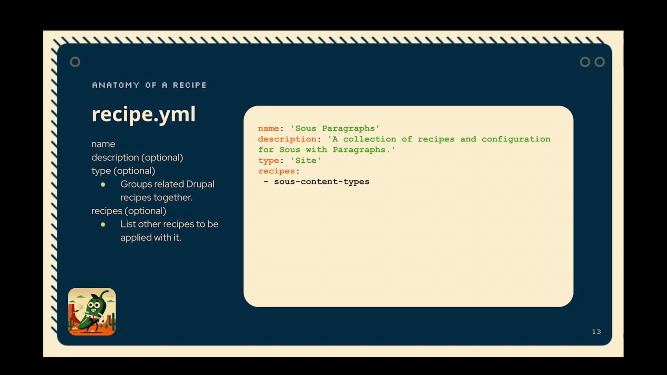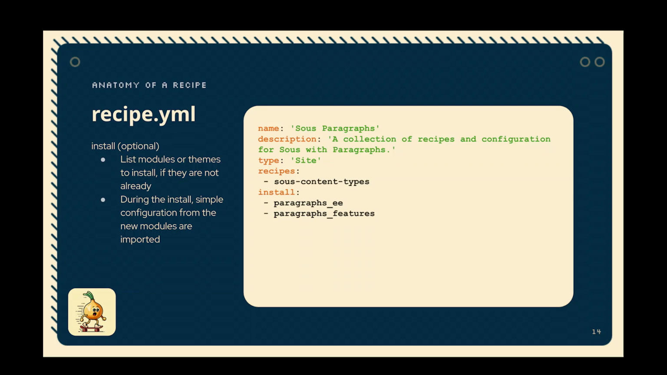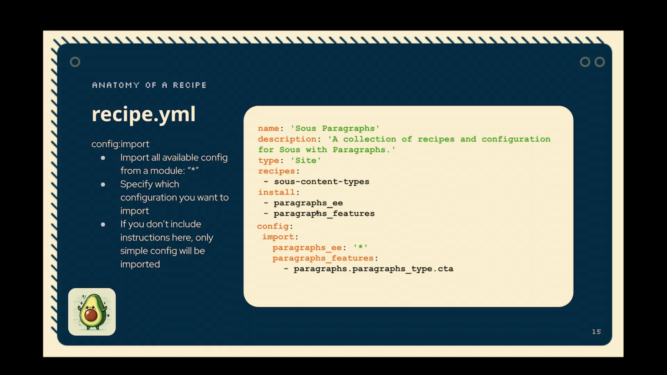The recipe.yaml file is, I would say, in some ways very similar to the info.yaml you would have in a module or theme. So you've got your name, description, and type. But now we have this ability to specify other recipes. So if you want your recipe to build on other recipes, you can have this one apply. You can also specify modules or themes that you want your recipe to install. So in this case, we've got a couple related to paragraphs.